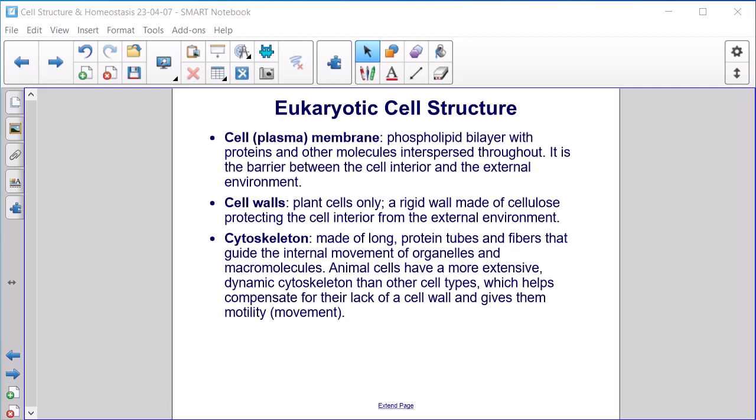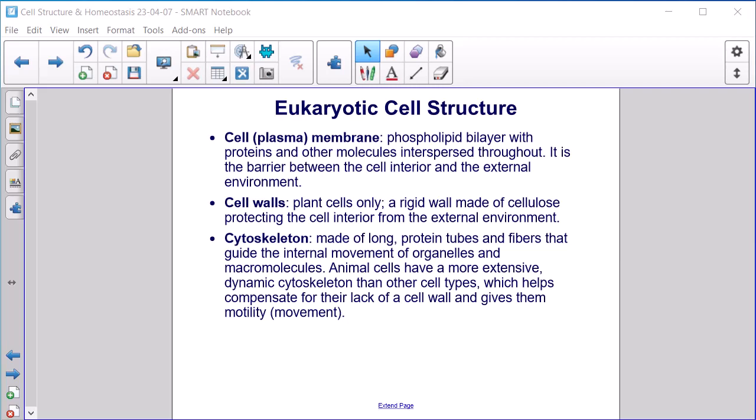Cell or plasma membrane is a phospholipid bilayer with proteins and other molecules interspersed throughout. It is the barrier between the cell interior and the external environment. Cell walls are found in plant cells only. It's a rigid wall made of cellulose protecting the cell interior from the external environment.